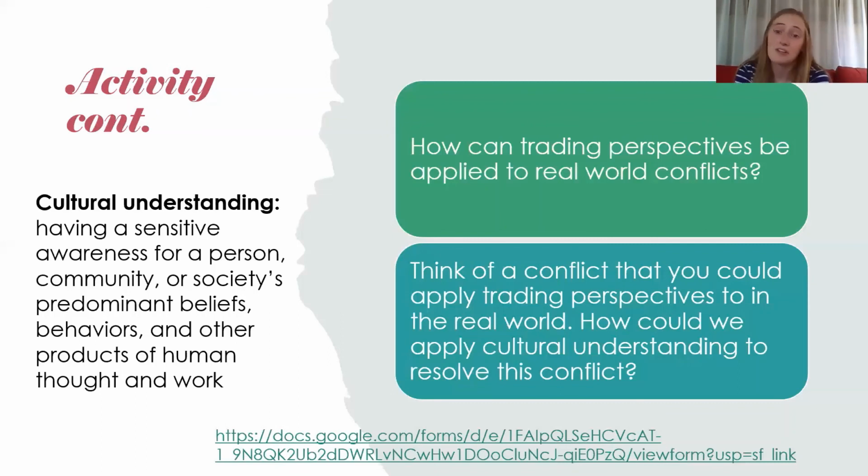Or there are lots of other issues too that we could apply trading perspectives to. For example, religion. We have lots of people of different religions. We also could do ethnic background, or family life, or another social justice issue. There are lots of them, I promise you. And it could also even just be as simple as a disagreement with your siblings. Anything like that would work. Just explain it as best you can, and we have a Google form at the bottom for you to do that.